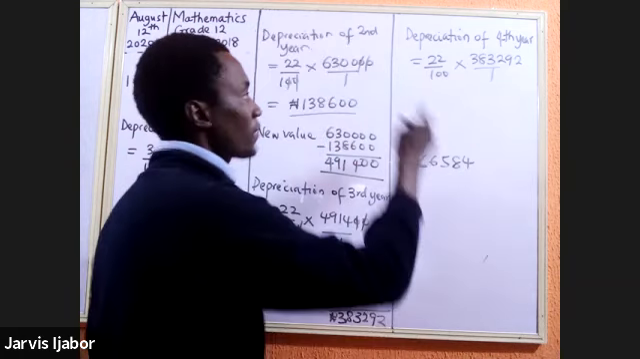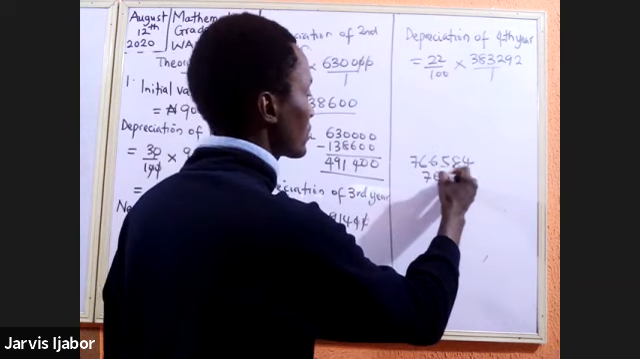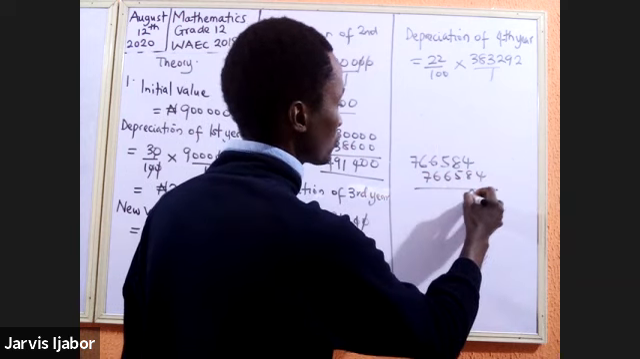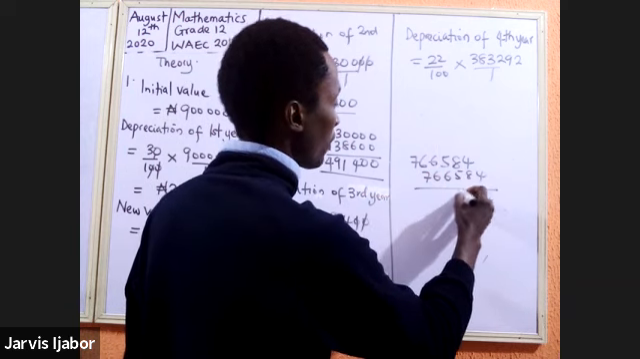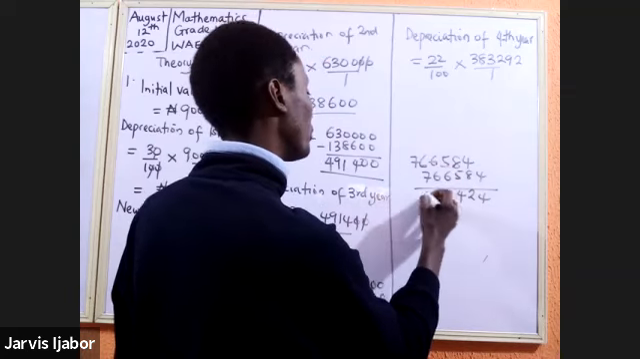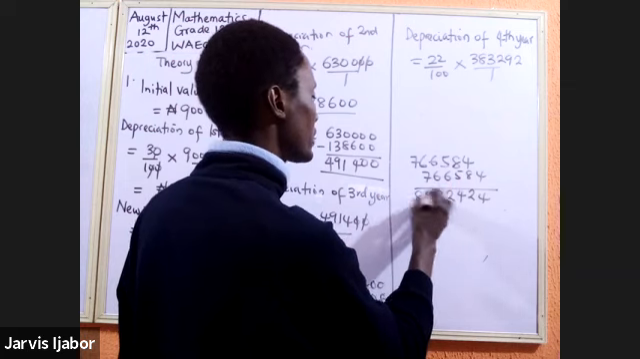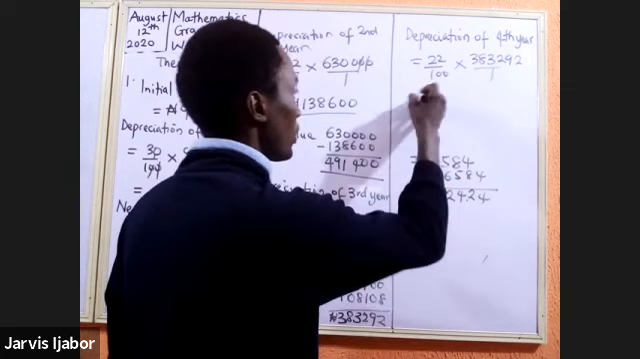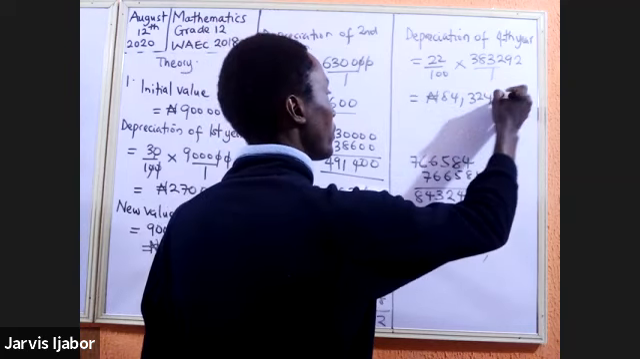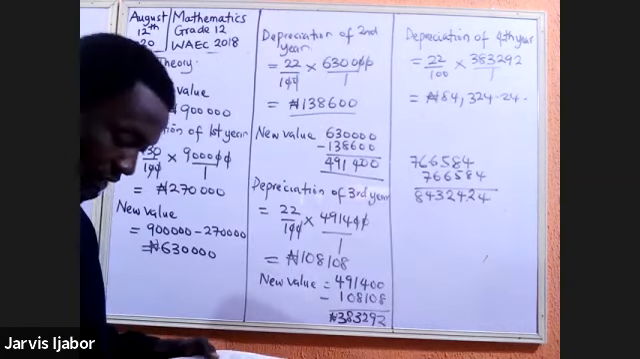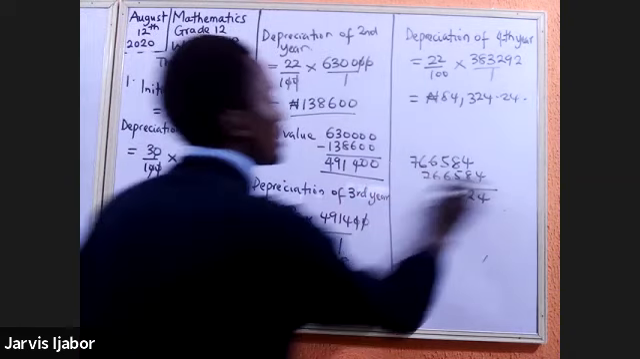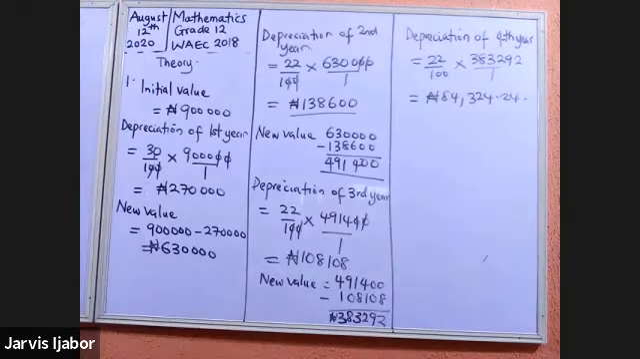So this value will now be what? 766,584. Dividing by 100, that will be 84,324.24 naira. Right, so I think I got that. Yes, lovely. You see, you can see that even without a calculator, you can still do it.